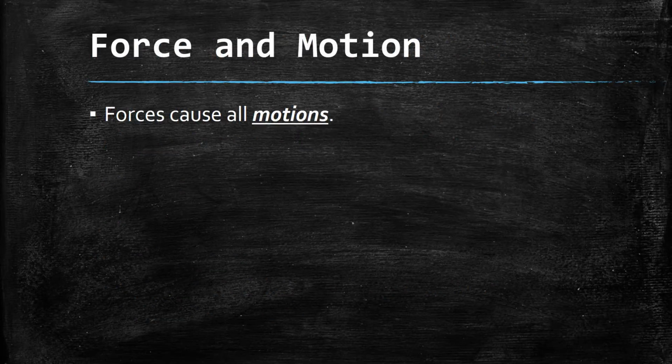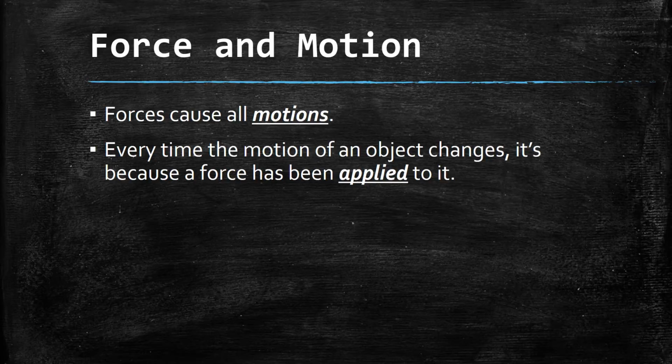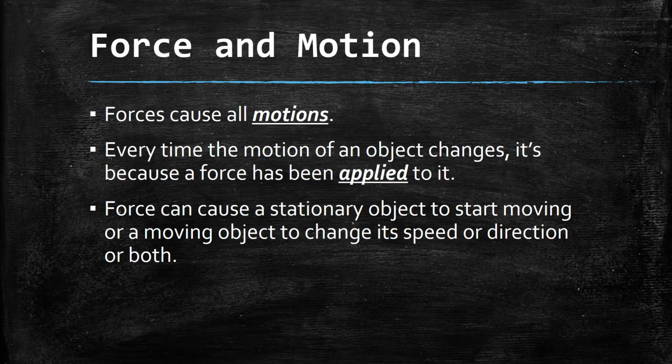Forces cause all motions. So objects will not move unless a force is applied to it. So things do not just float in midair. There's something acting on it. So these are the rules of physics. There has to be something pushing or pulling on that object to make it move. Every time the motion of an object changes, it's because a force has been applied to it. Force can cause a stationary object to start moving or a moving object to change its speed or direction, or both.